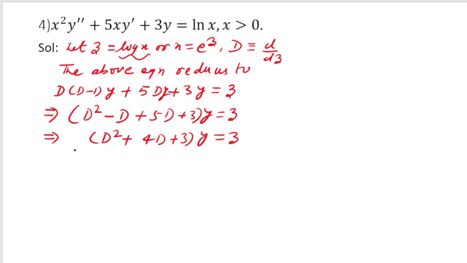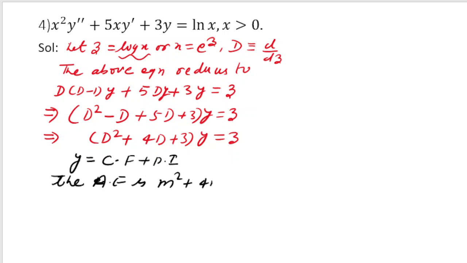This is a linear differential equation with constant coefficients. So the general solution is y equals CF plus PI. To find CF, we write the auxiliary equation. So the auxiliary equation is m square plus 4m plus 3 equals 0.